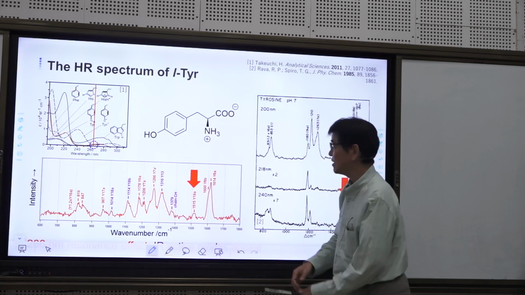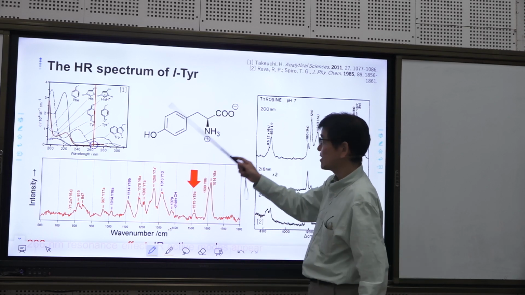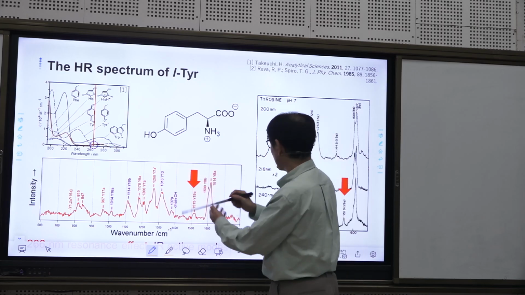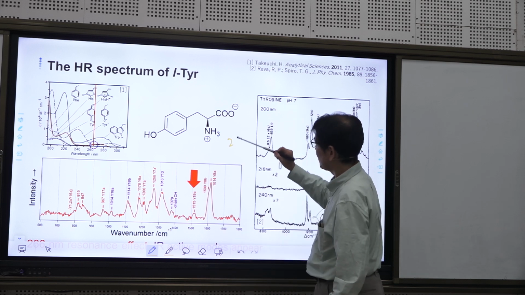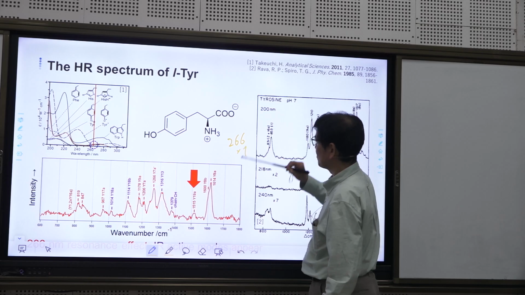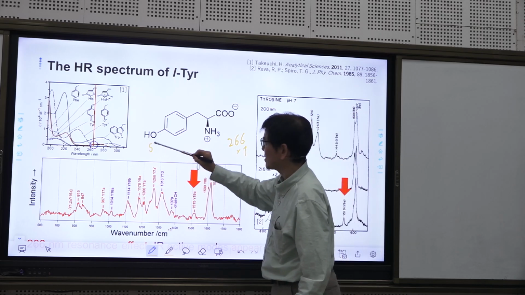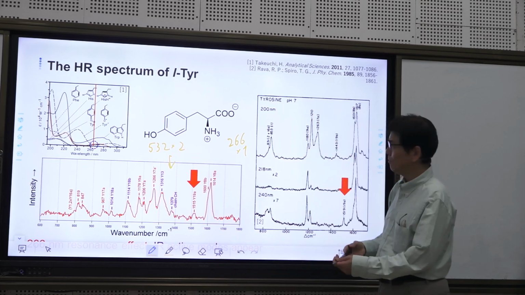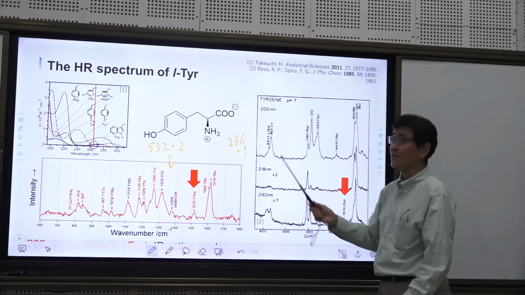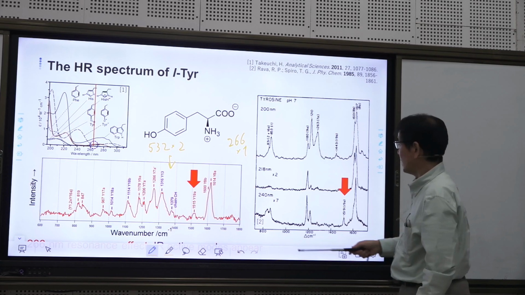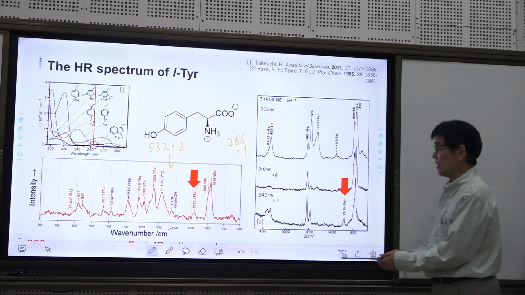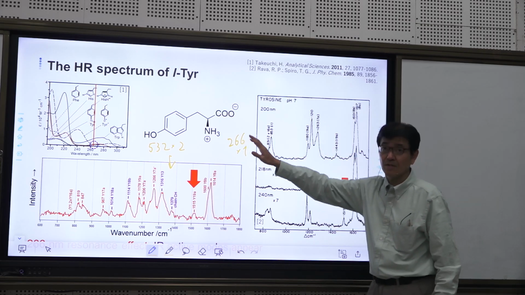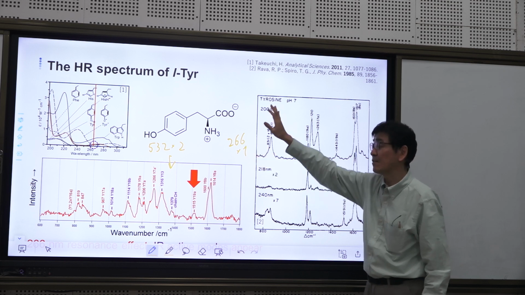This kind of similarity is also seen with tyrosine. Tyrosine also has an absorption band here. So when we choose 266 nanometer by 1 photon, or 532 by 2 photon, we can expect a similar resonance effect. There was no literature because of the fluorescence. They say the 266 nanometer excited resonance Raman of tyrosine was not measured.